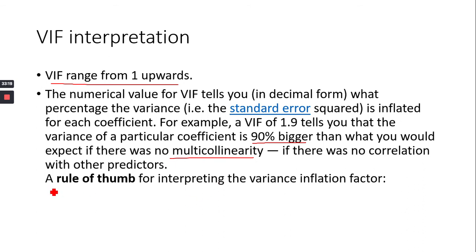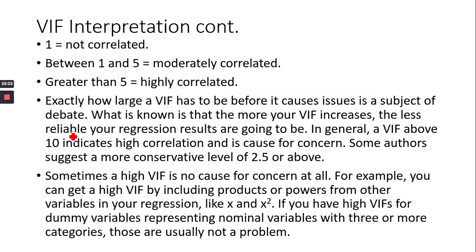So I want to give you a rule of thumb on how to interpret the VIF. So 1, not correlated. If we have 1, we are happy. Greater than 5, highly correlated. Exactly how large a VIF has to be before it causes issues is a subject of debate.